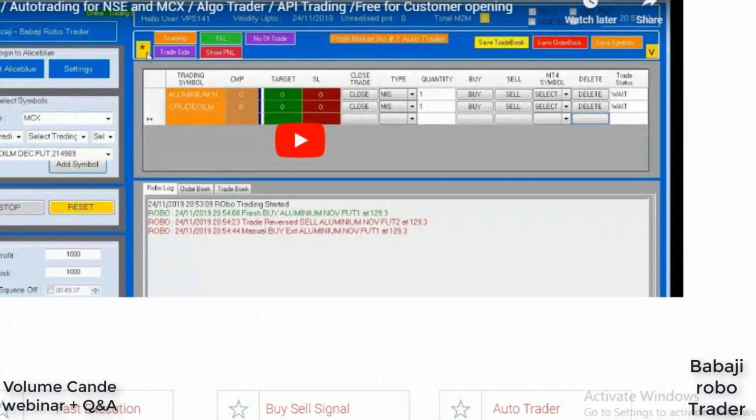Then after that, we can give the maximum risk, the total profit, the total risk and the time to square up. Everything we can set in the robo. This is a completely full-featured robo.